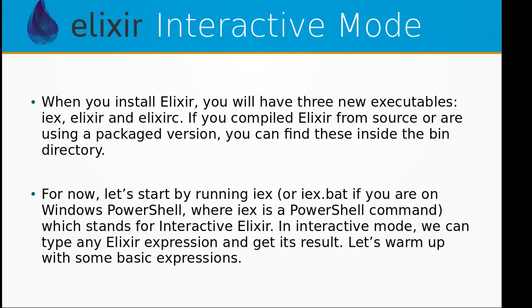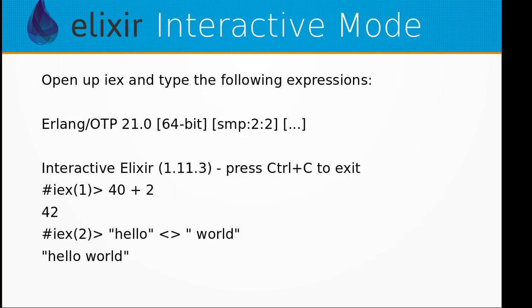Okay, let's look at the interactive mode of Elixir. When you install Elixir, you will have three new executables: iex, elixir and elixirc. If you compiled Elixir from source or are using a packaged version, you can find these inside the bin directory. For now, let's start by running iex, or iex.bat if you are on Windows PowerShell, where iex stands for Interactive Elixir. In interactive mode, we can type any Elixir expression and get its result. Let's warm up with some basic expressions.